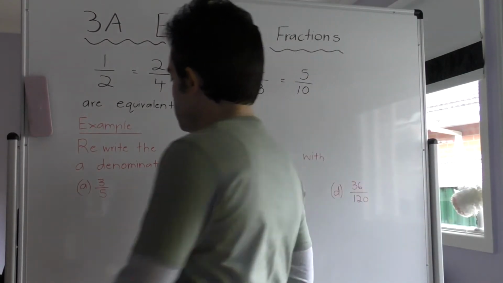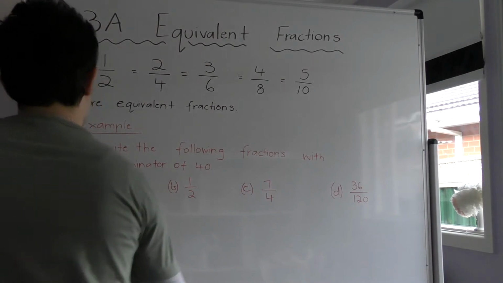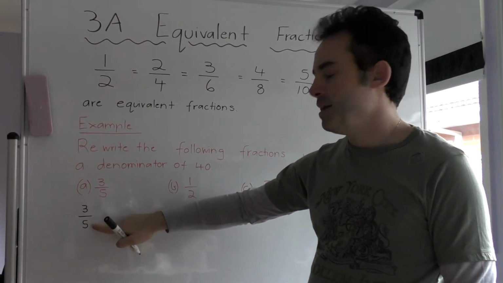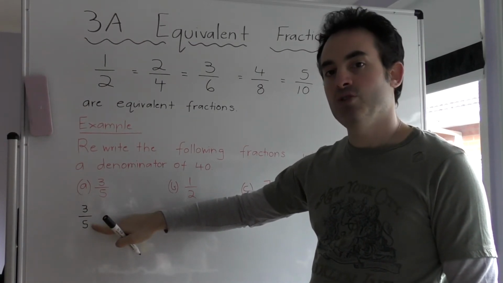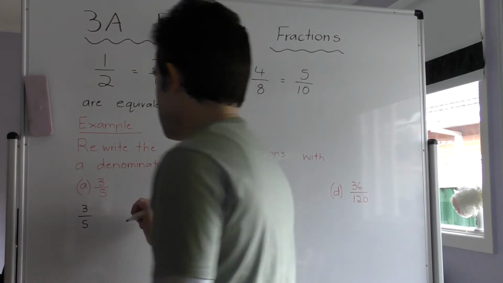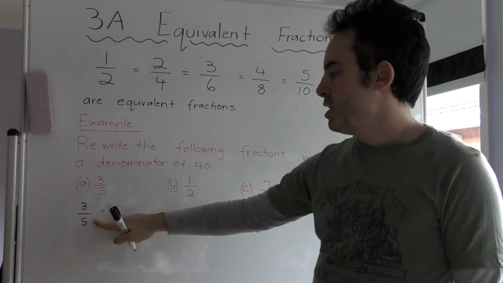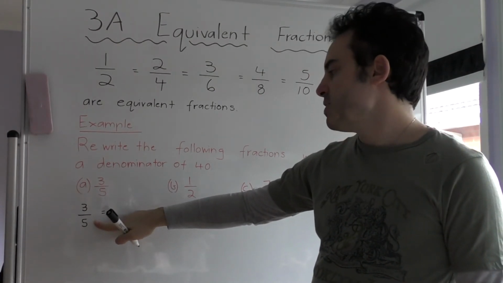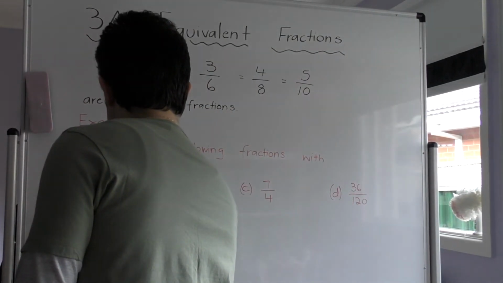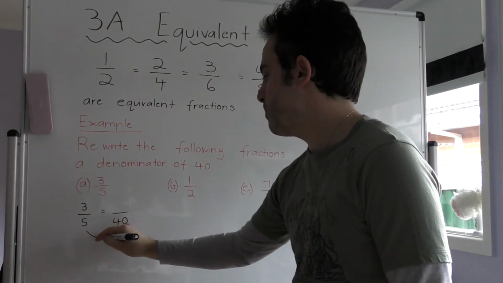The first thing that we do is we write down the fraction. So we're going to go 3/5. Now, we've got the numerator, which is the top number, and the denominator, which is the bottom number. We need to change that bottom number to 40. So you have to think to yourself, what number do I have at the bottom? At the moment, I have 5. What do I need to do to the 5 in order to get 40? What number do I need to multiply it by to get 40?